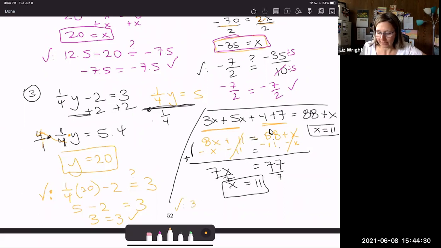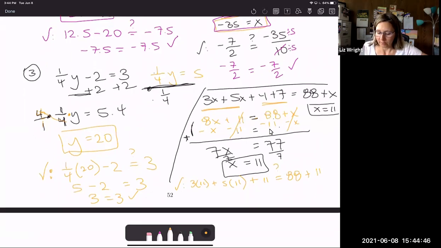We're going to have 3 times 11 plus 5 times 11 plus, I'm going to go ahead and write plus 11 because 7 and 4 is 11 equals 88 plus 11. Write a question mark above that. We're checking to see if that is in fact true. So we're going to get 33 plus 55 plus 11 equals, does that equal 99?